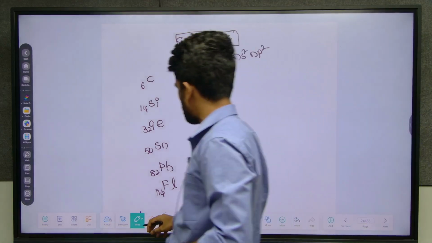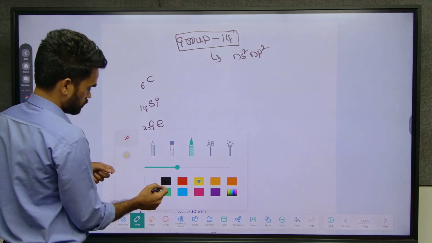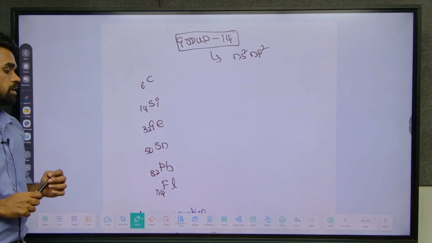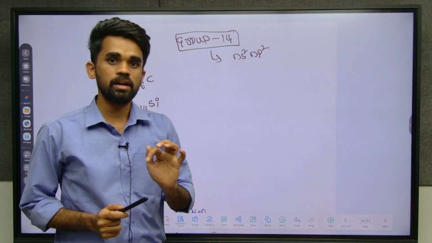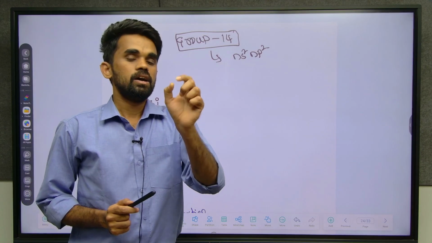So what are the group 14 elements? Tell me fast. See, there is a question they will be making like this. Element.